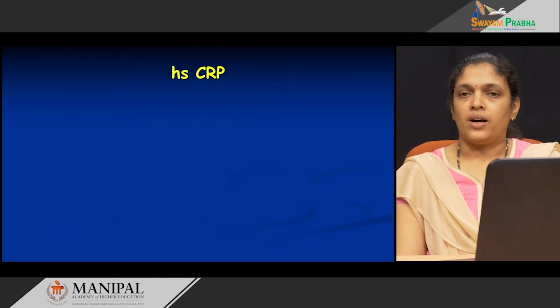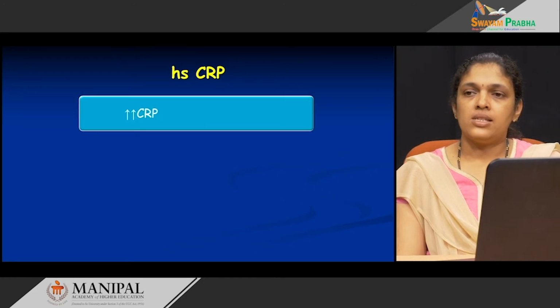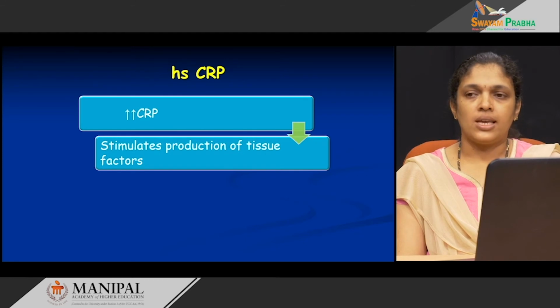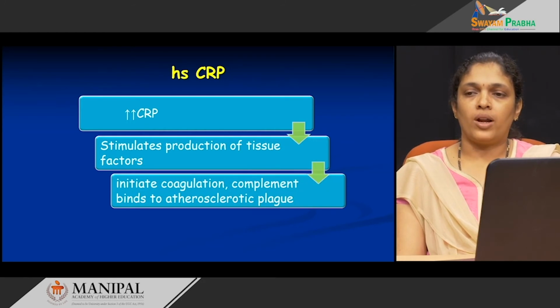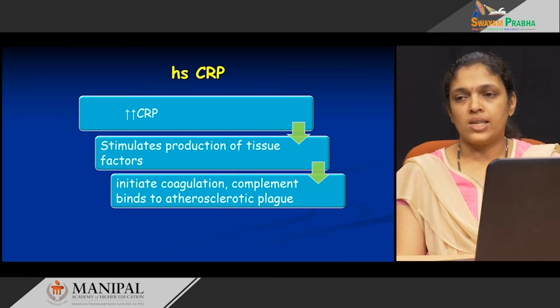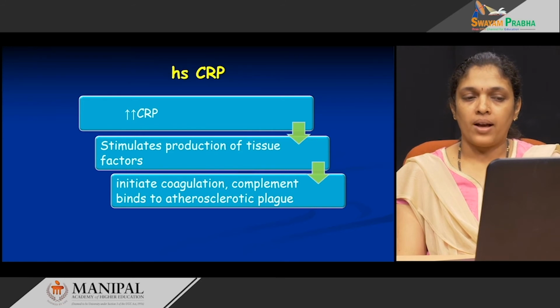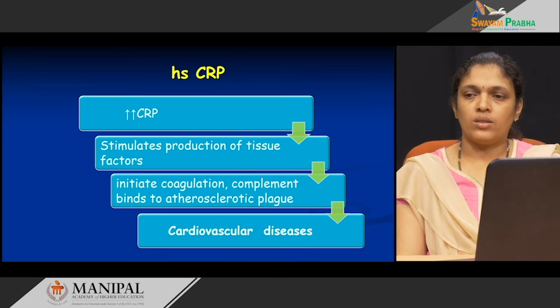Moving on to the next marker, you have the high sensitivity C-reactive protein. Now, whenever there are high levels of CRP or hsCRP, this will stimulate the production of tissue factor. Once that factor is stimulated, it will initiate the process of coagulation, then there is complement production. All of these things will bind to the atherosclerotic plaque, thereby increasing the size of the clot that is formed, and that leads to cardiovascular disease. So, this is the other important marker of the extended lipid profile.